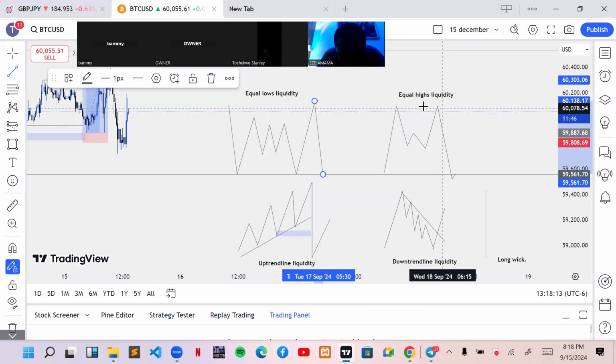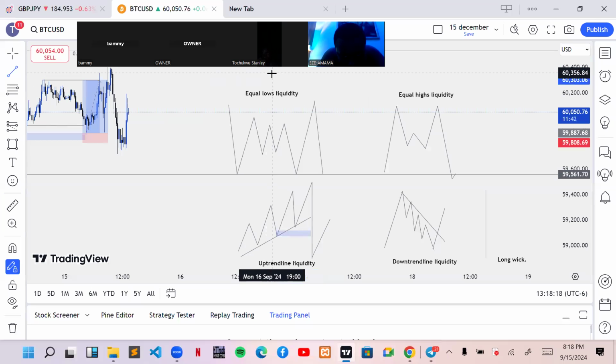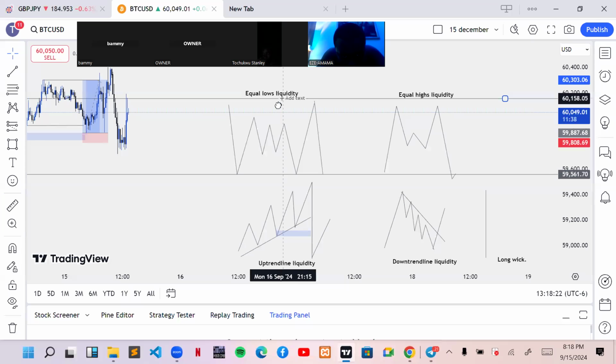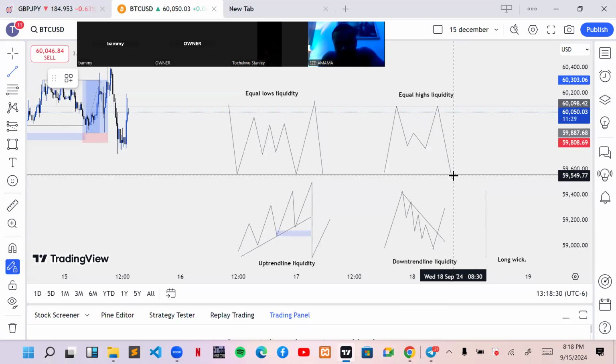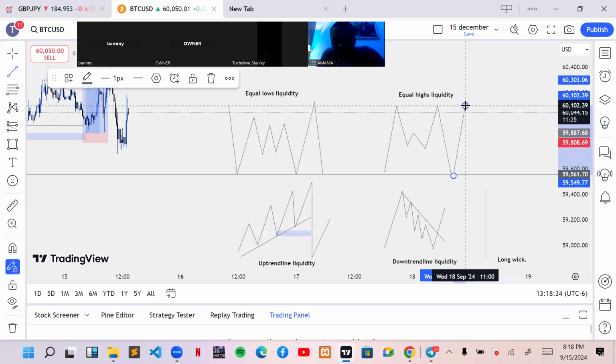Same as the market making equal highs liquidity. If the market makes an equal high right here, there's liquidity resting above these zones. So if eventually the market starts reversing, your take profit should target the nearest draw on liquidity, which is this equal highs liquidity. Now, how do you identify which one it is?